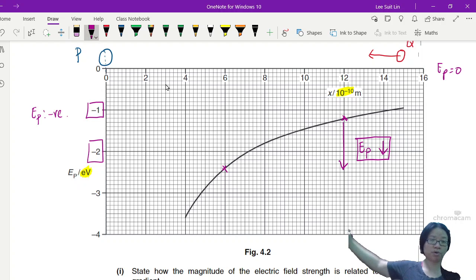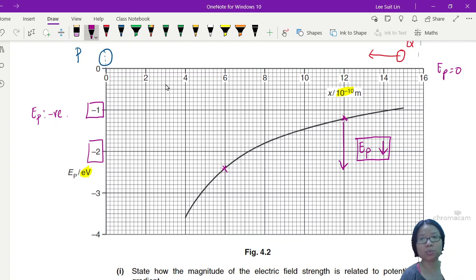Meaning when Q is very, very far away, EP is 0. So that's why the entire EP is negative. You might actually recall that whenever EP decreases, it means that something else is doing the work. Meaning you can naturally travel in this direction, because your potential energy is decreasing.